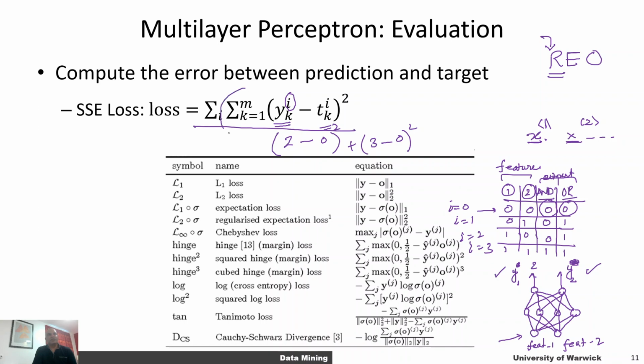We have a summation over all the outputs, over all the examples that we have in the training data set, and then we can go ahead and compute this sum of squared error loss function. And that is how we can calculate how good or bad the weights of your neural network are. If those weights were good, then the output should have matched more closely with the targets that we had in the training data set, and your sum of squared errors would have been low.